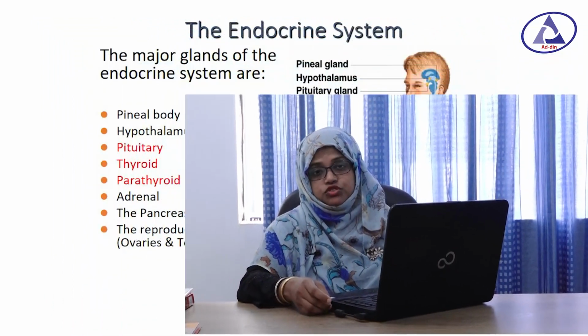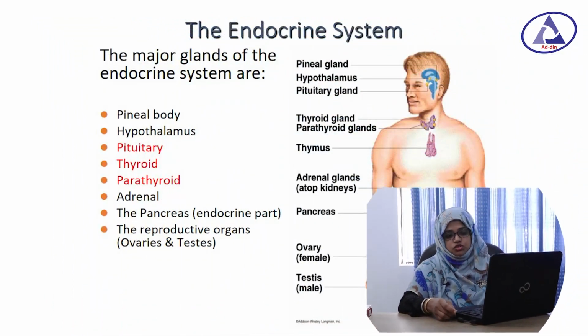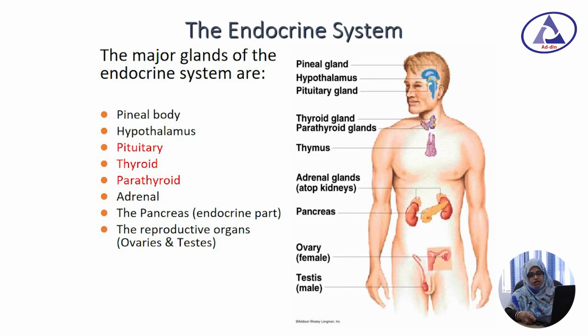Dear student, welcome to you all to today's pathology session. Today I am going to discuss the endocrine system. At first, we have to know what the major glands of the endocrine system are. The endocrine system consists of the pineal body, hypothalamus, pituitary, thyroid, parathyroid gland, adrenal gland, the pancreas, and the reproductive organs, ovaries and testes. Among these glands, I am going to discuss broadly the thyroid gland.